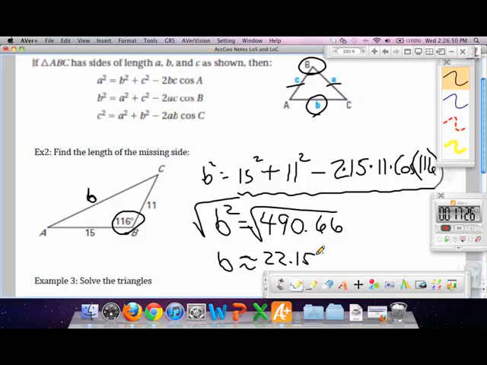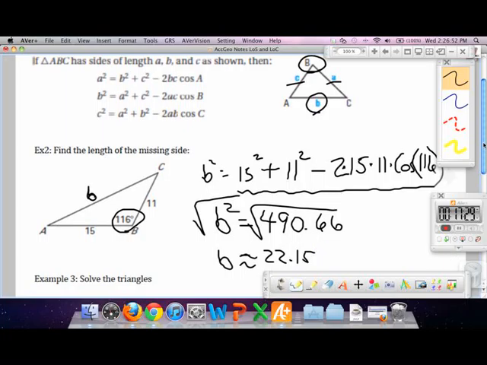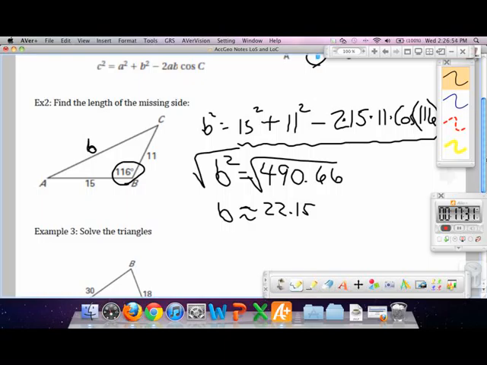So direct application of the law of cosines, plug and chug, solve. B squared is 490.66. B is approximately 22.15.